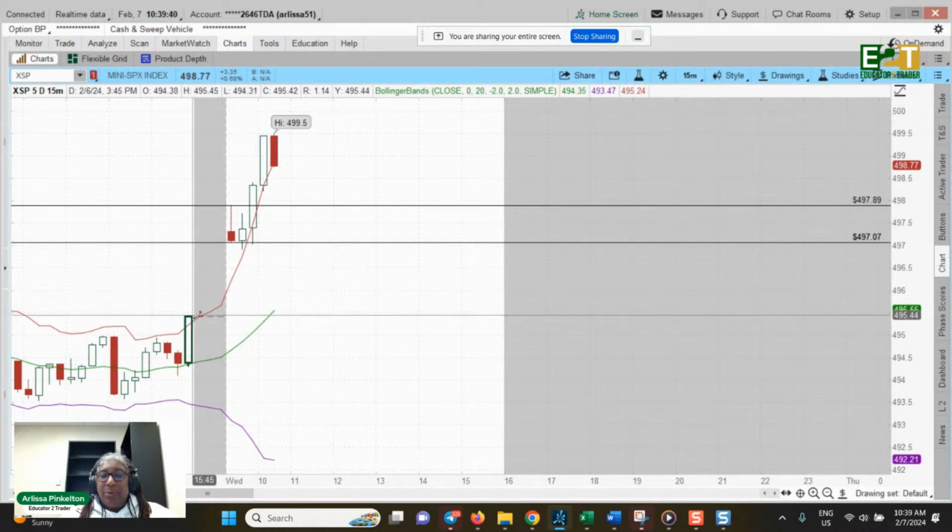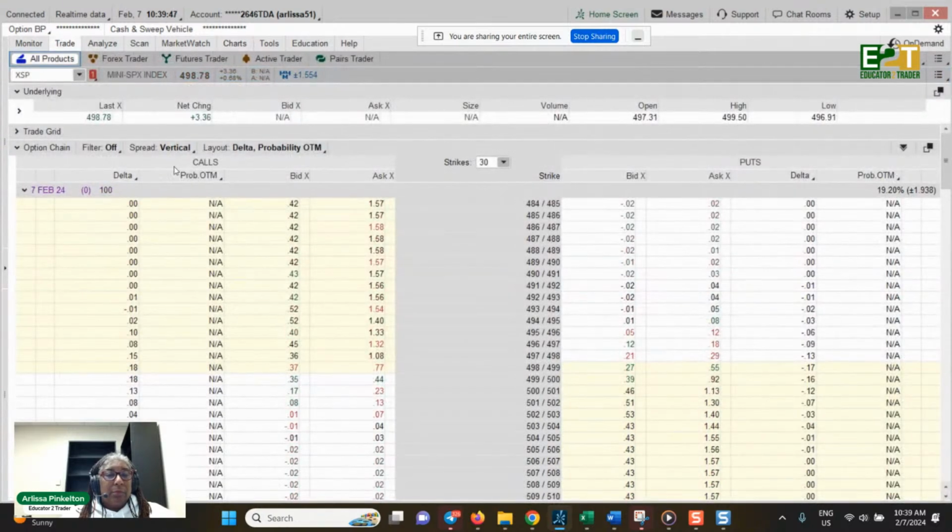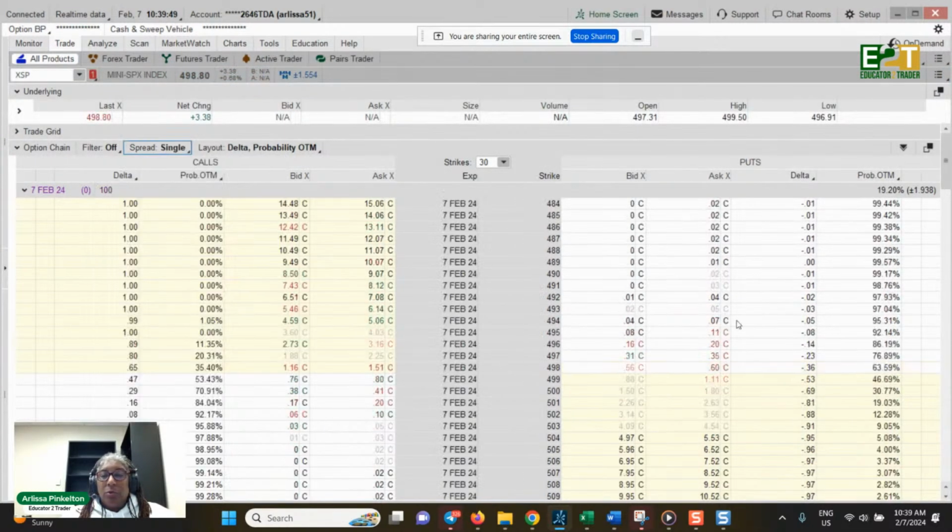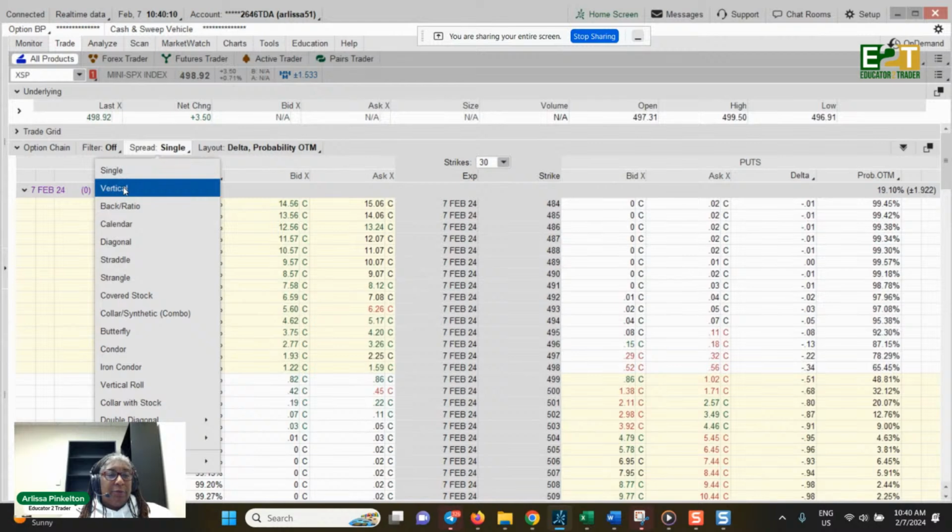XSP is 10% of SPX, so we're at 495 is the top of this gap. Change us to single. 495 is a 92%. You may get in 1 closer or 2 closer, depending on how you're feeling. 497 is going to put us at $1 and some change, and then you got a 1.9 here. So I probably would do 496 before 497. And then you can change it to vertical.